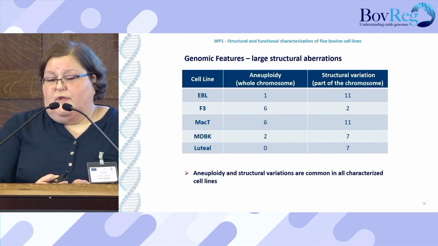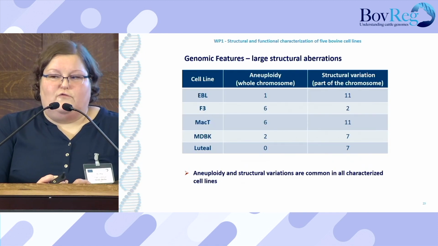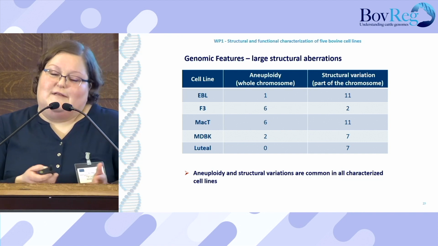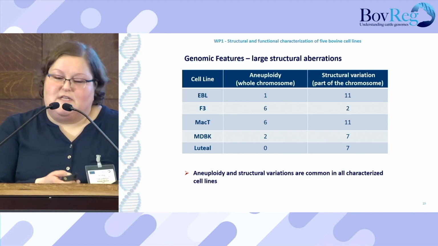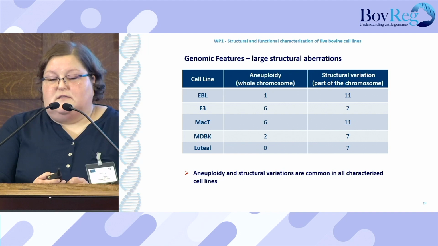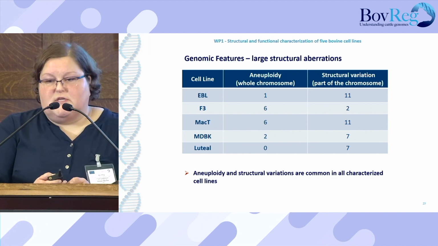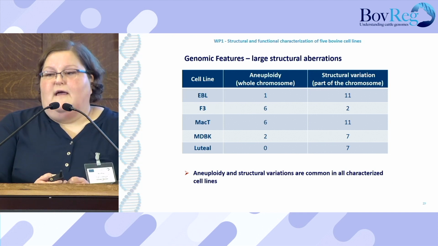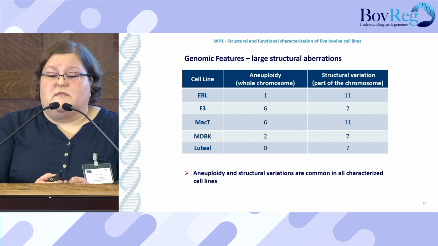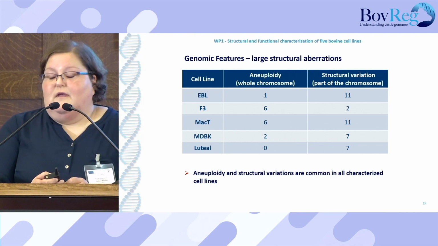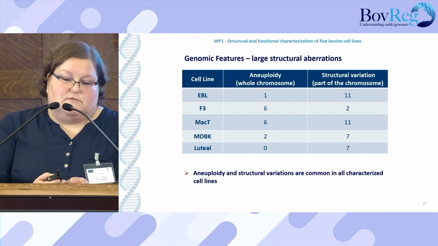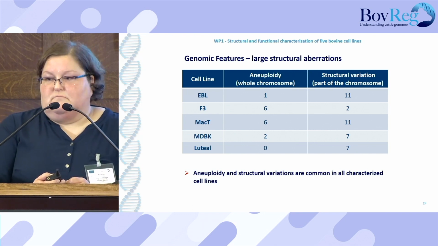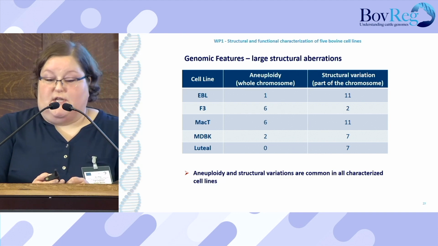So in summary, we saw that in all 4 cell lines, or at least in the 4 cell lines that were already established, we find aneuploidic chromosomes and also a large amount of structural variations. And even for the luteal cells that were in passage 3, we could already find a high number of structural variations there.